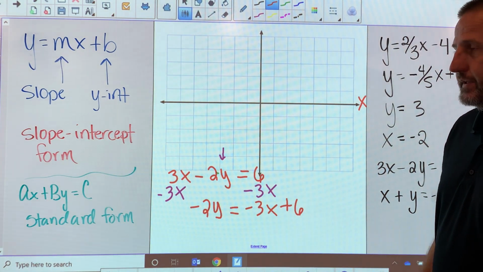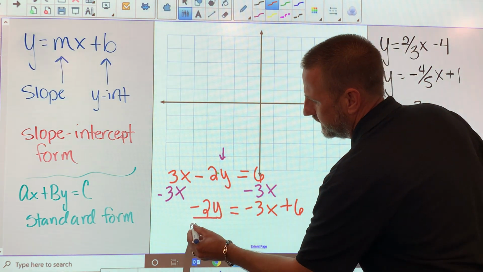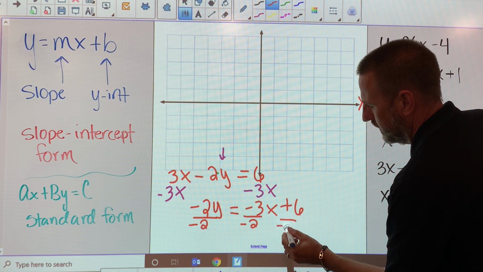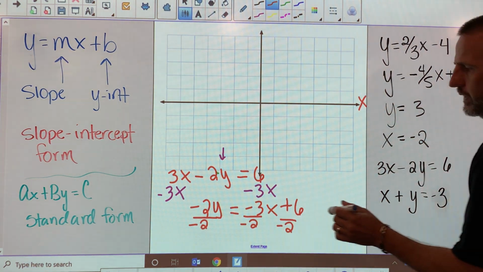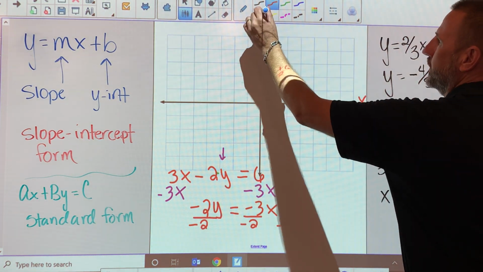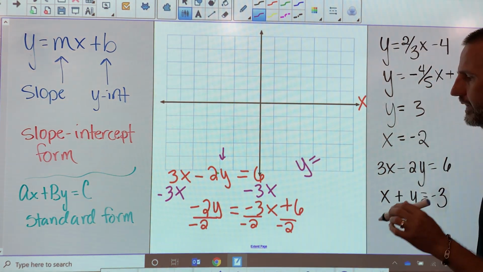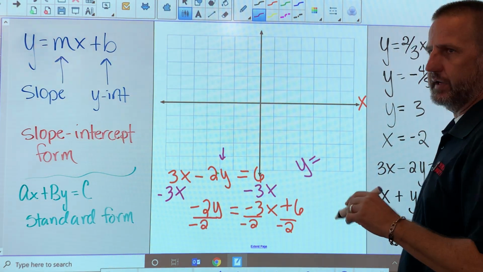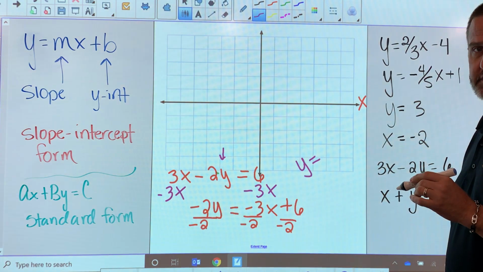Now, I still need to get the y by itself, so I'm going to need to divide by negative 2. If I divide everybody by negative 2, I'll have converted this completely into slope-intercept. So the negative 2 over the negative 2, that's going to go ahead and cancel. I'm going to write that right here, y equals. Now, I have a negative 3 divided by a negative 2. Well, a negative divided by a negative is a positive. So I know that my answer has a positive slope.